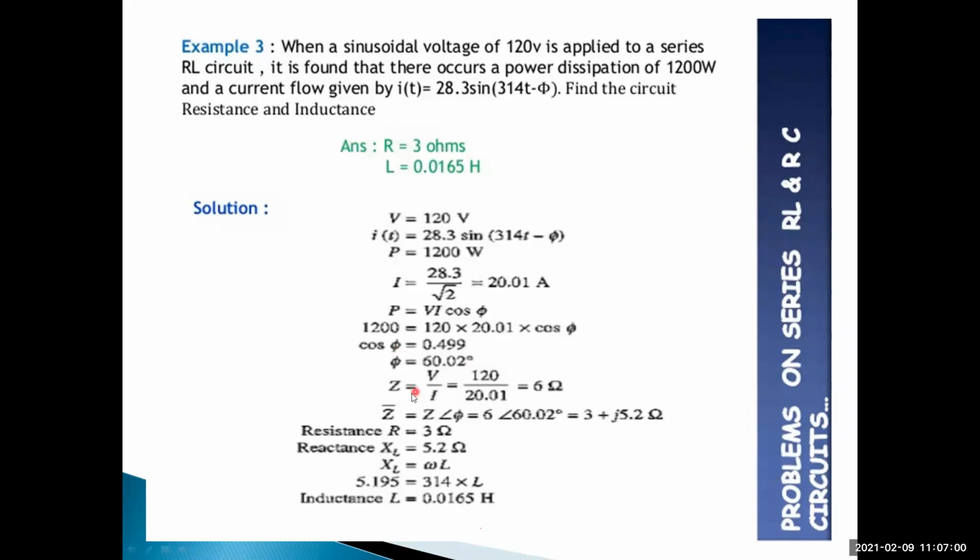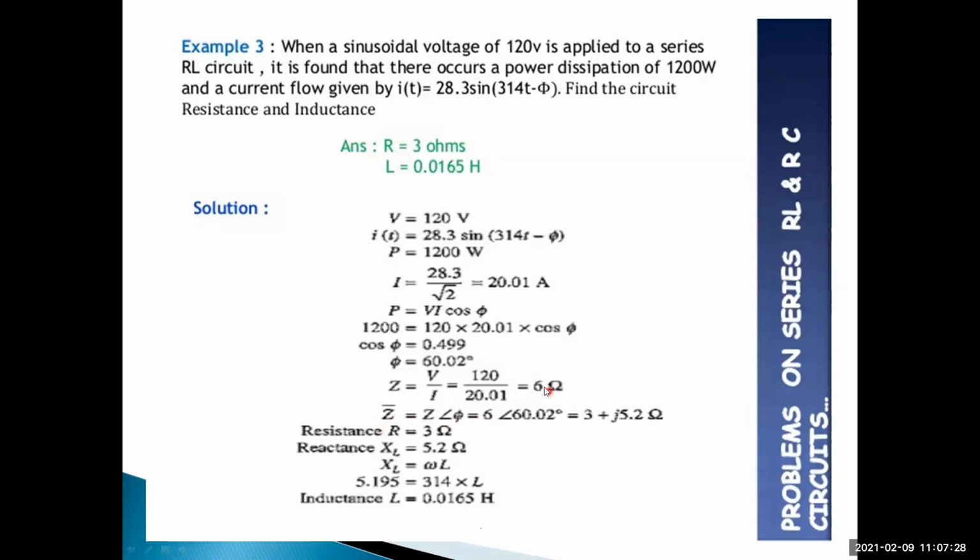And then, what is the impedance? Z is equal to V by I. Z is nothing but a combination of resistance and inductance. Z is equal to V by I, where V is 120, the supply voltage, and I is the RMS value of current, 20.1. Then you will get 6 ohm. And then Z is equal to Z at an angle of phi.